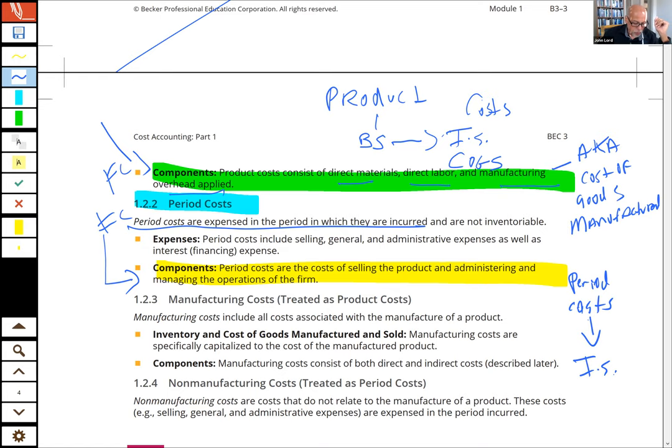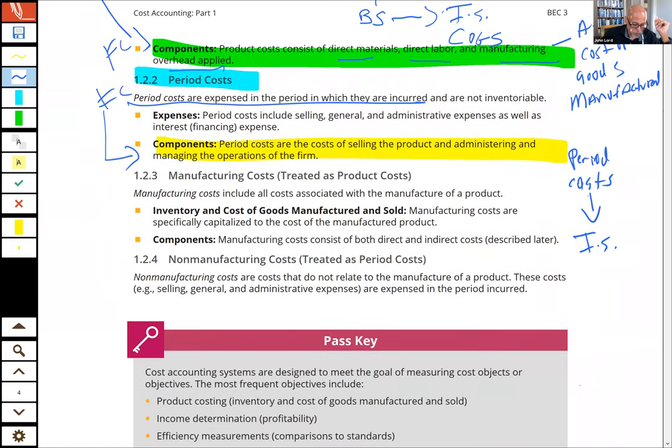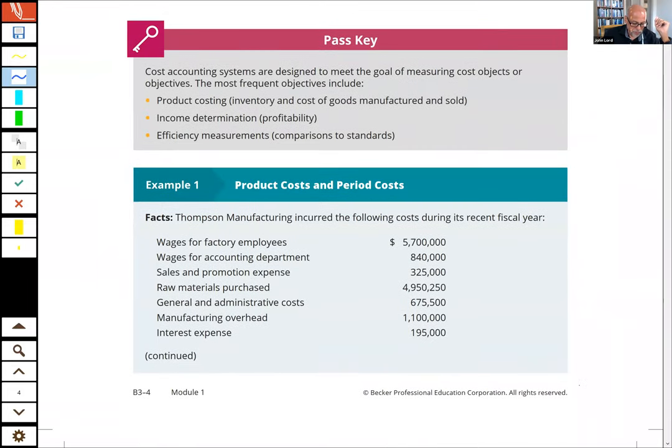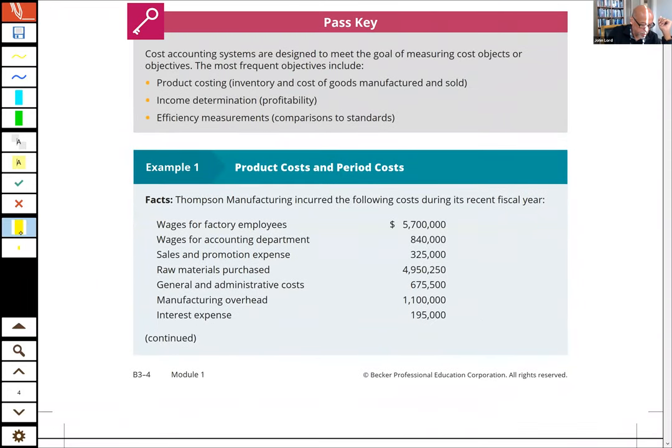Okay, so with that little reminder of the names and the different ways these costs are treated, let's go ahead and see if we can figure out, and let's answer the question first from the standpoint of which of these would be product cost. Okay, let's just do this exercise together. So what do you think? How about wages for factory employees, product or period? Product. Good, that's gonna be a product cost.